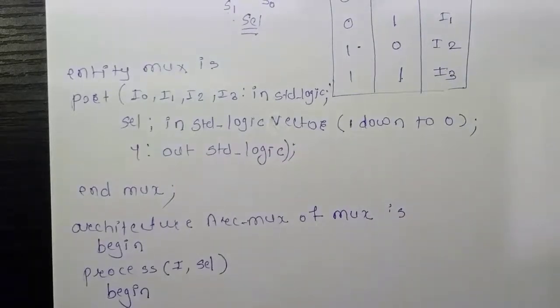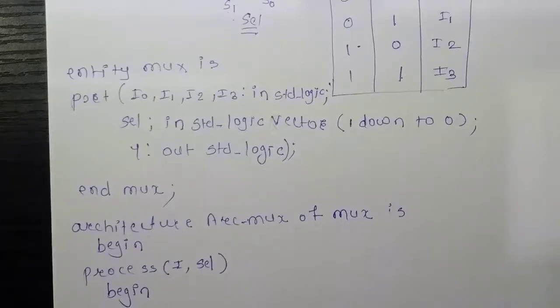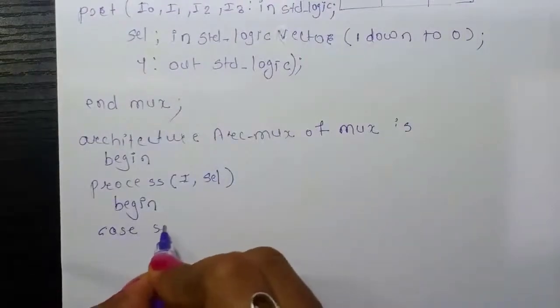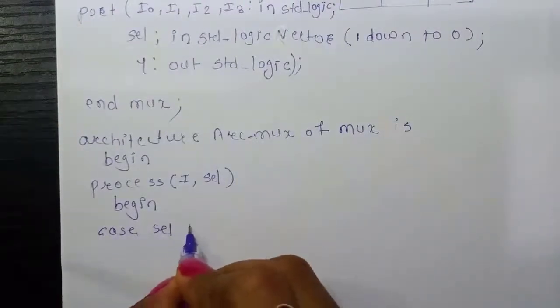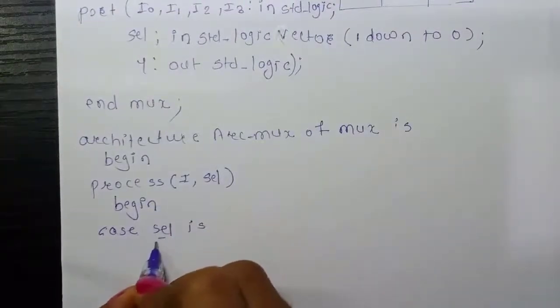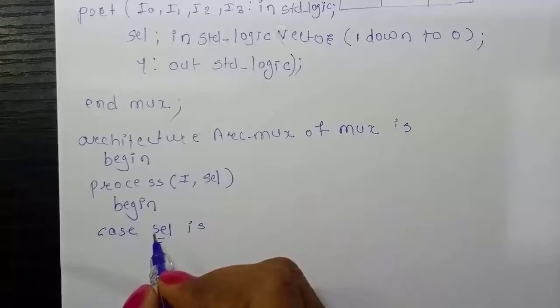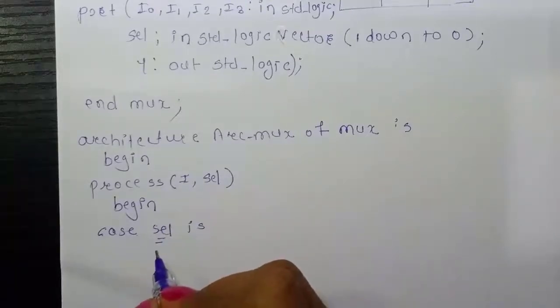Now we are going to check all selection lines by using case statement. Okay, so case, then sel is. This sel is the name of your case. Why here we are using case statement? Because case statement allows selection of statements to execute depending on the value of selection expression.